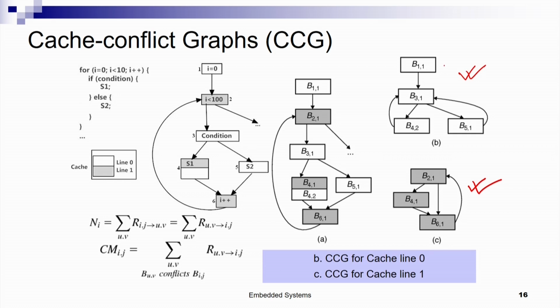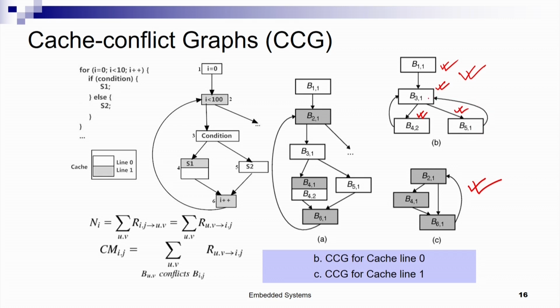So, we consider cache line 0. For cache line 0, first memory block 1 1 executes in cache line 0. After that, memory block 3 1 executes in cache line 0. Then, depending on control, memory block 4 2 or memory block 5 1 can execute. After execution of 5 1, control goes back to 3 1.